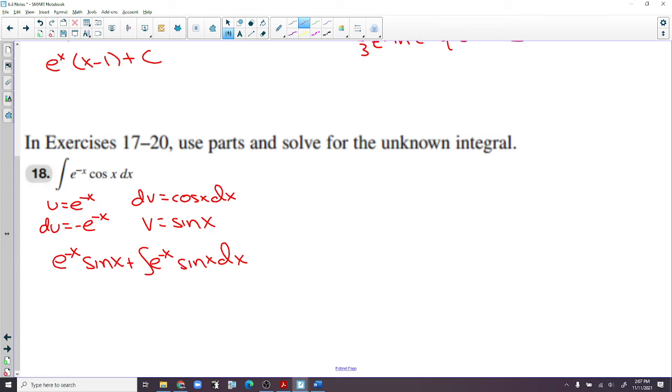All right, the u is equal to e to the negative x. Negative e to the negative x again. Now when we do this one more time, we'll get back to cosine. So v is negative cosine of x.